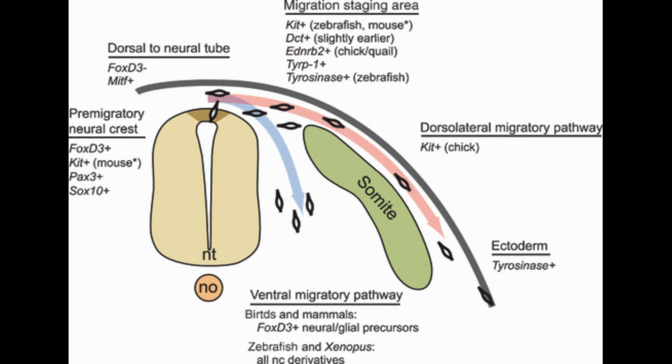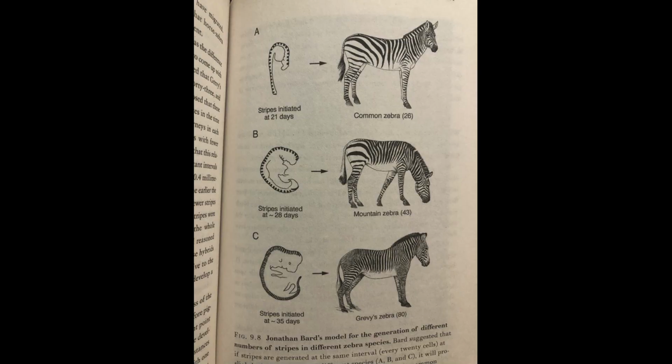The dark stripes of zebras result from melanocytes that migrate from the neural crest. The common zebra has 26 stripes, the mountain zebra has 43, and Grevy's zebra has 80. British evolutionary biologist Jonathan Bard figured out that the striping pattern results from the stripes initiating about every 0.4 millimeters along the embryo, but at different times.